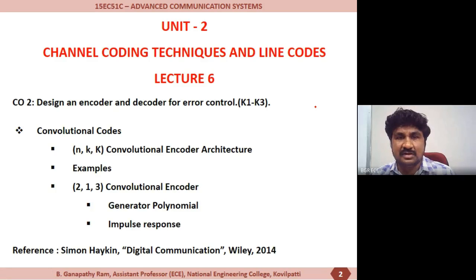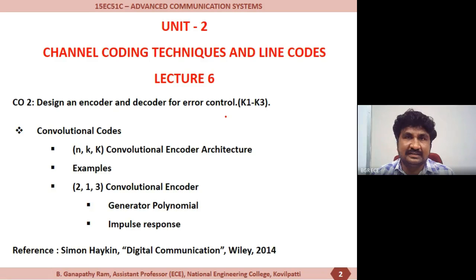So, in convolutional codes, in this session, we are going to discuss briefly about the convolutional codes and its encoder architecture and a few examples of convolutional encoder. With the help of an example, we are going to discuss briefly its generator polynomial based code word generation method and impulse response based convolutional encoding method. By that, we can understand why this code has been named convolutional code.